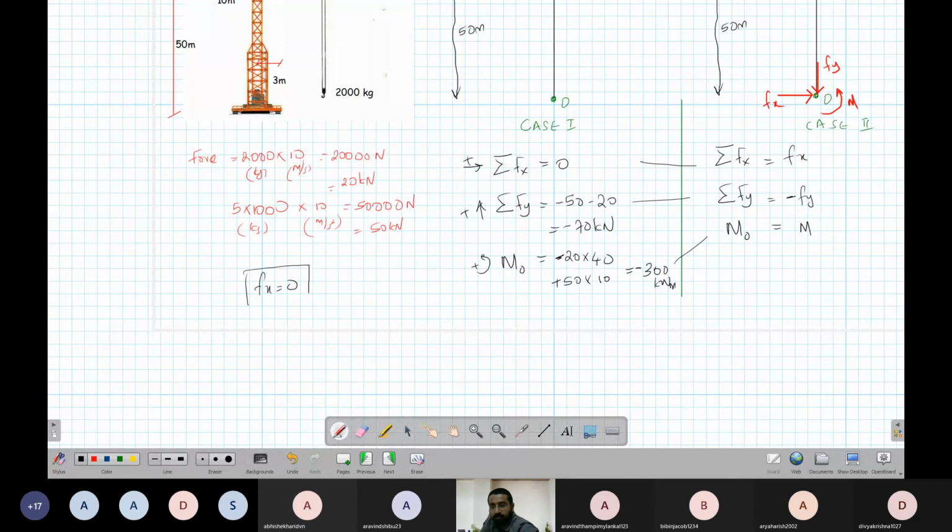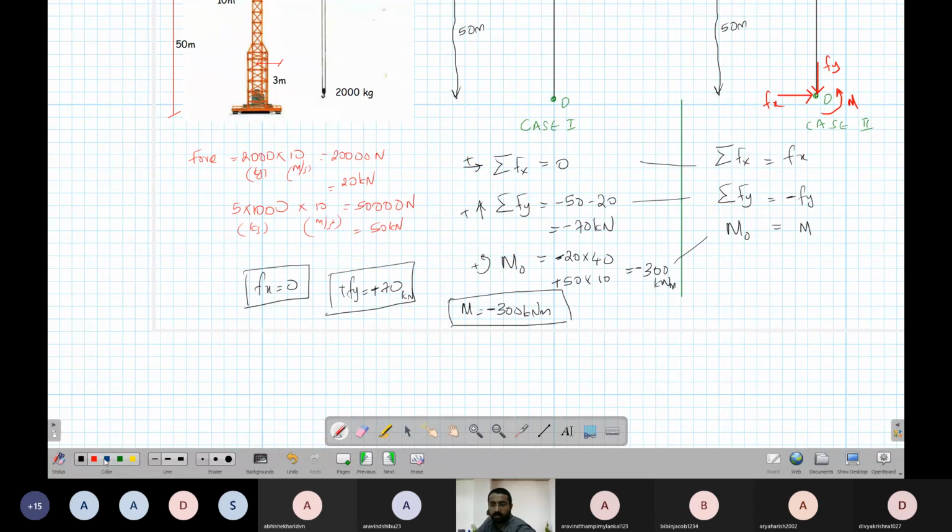Fx equal to 0, minus Fy equal to minus 70. So there is an Fy of 70 kilonewton. Moment M equal to minus 300 kilonewton meter. This is the moment.